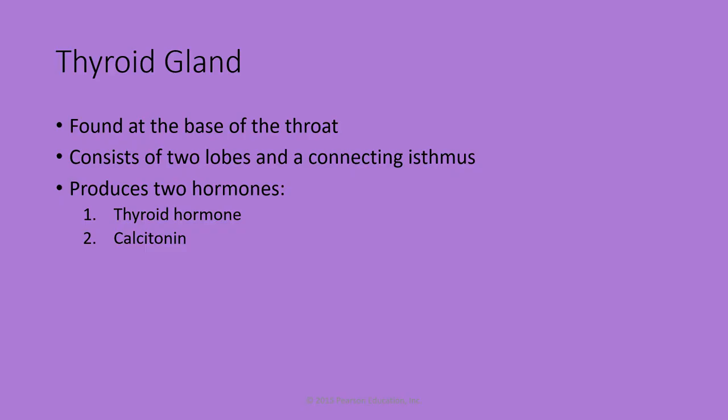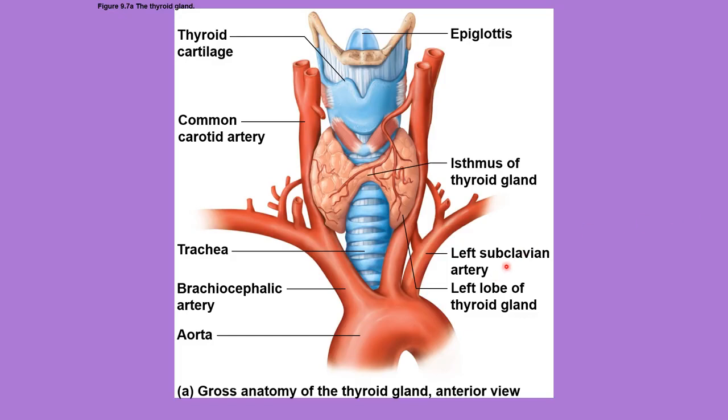The cascade effect. The thyroid gland is found at the base of the throat. It has two lobes to it, and there is a connection between those two lobes. It does produce the thyroid hormone and calcitonin. So as you can see here, this is the trachea in the front here, the larynx right here, and this is the thyroid right in here. So your heart is going to be right down here below the aorta.